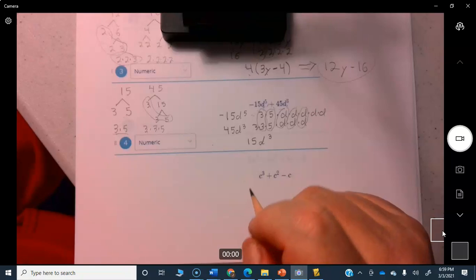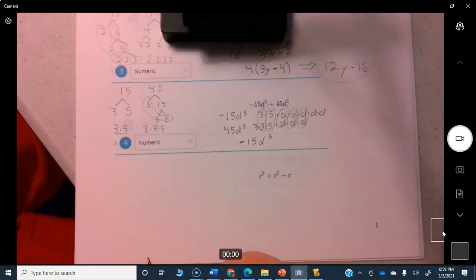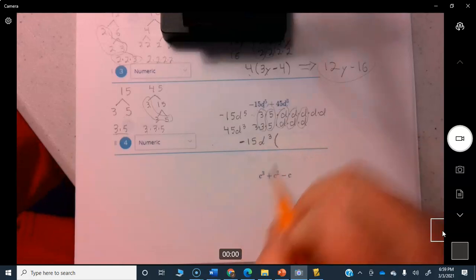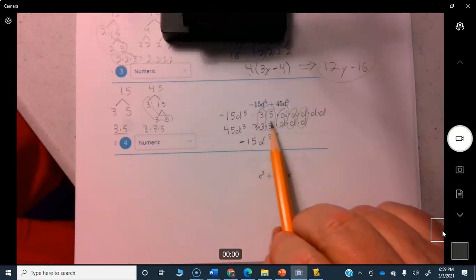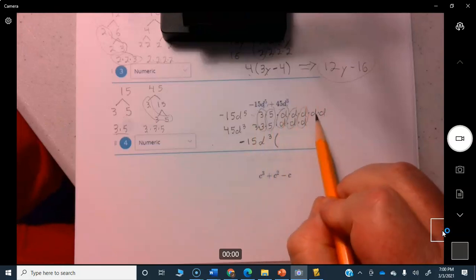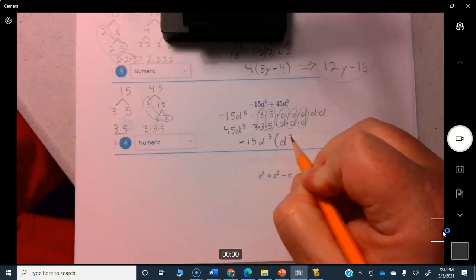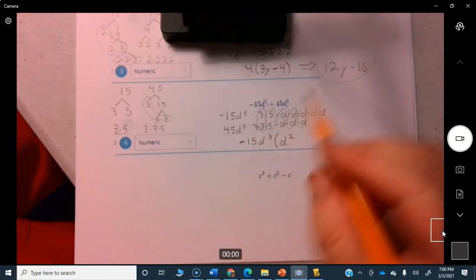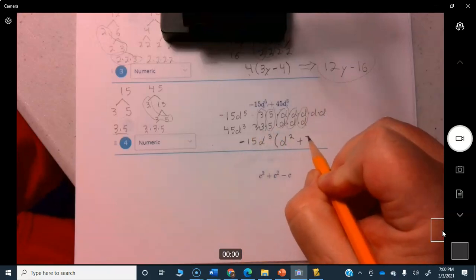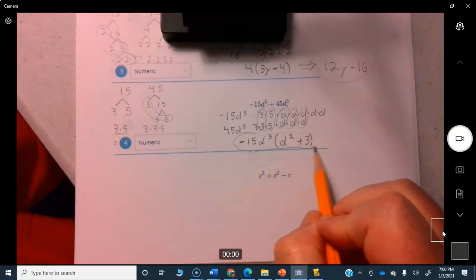And now I'm going to go ahead and stick this minus sign back on there, like that. So they have negative 15d to the third in common. And what stays inside the parentheses is whatever is not circled. So that's d times d is d squared. And then this 3. And that's a positive 3, so it's plus 3. And this is your answer.